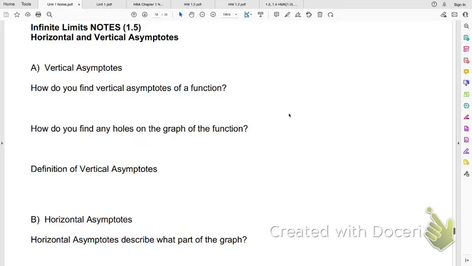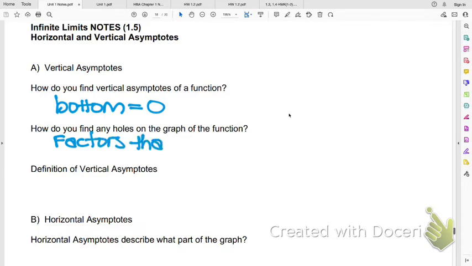So how do you find vertical asymptotes of a function? We set the bottom equal to 0. How do you find any holes? We just kind of talked about that. Okay, factors that do what? Okay. So the vertical asymptotes happen after you cancel the hole, right? You all know that? You got to factor, cancel the holes first. Then you can find the vertical asymptotes by setting the bottom equal to 0.